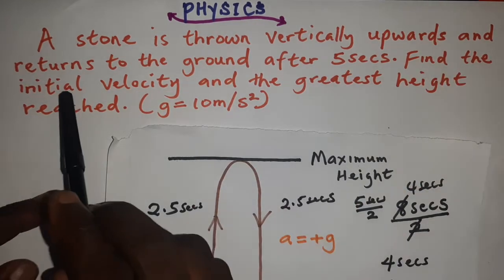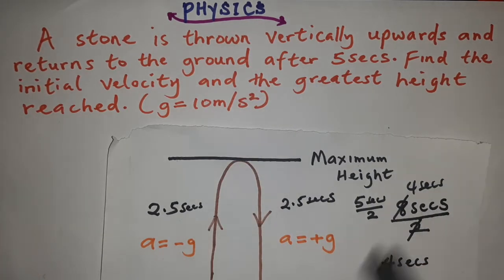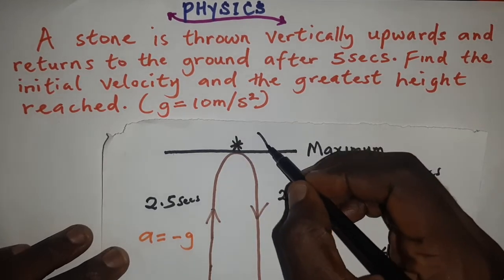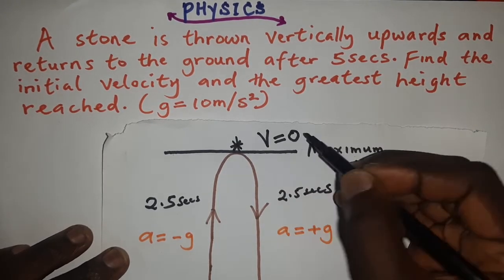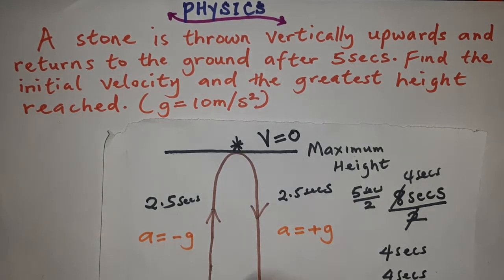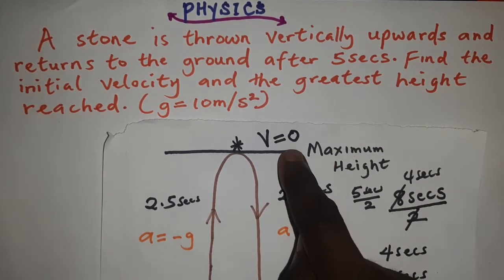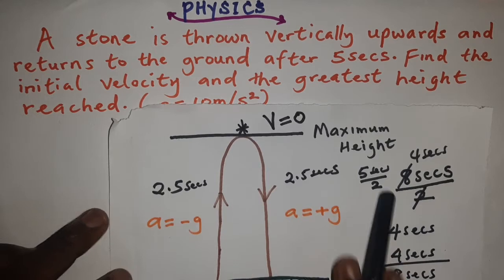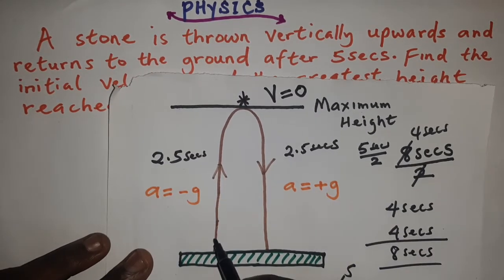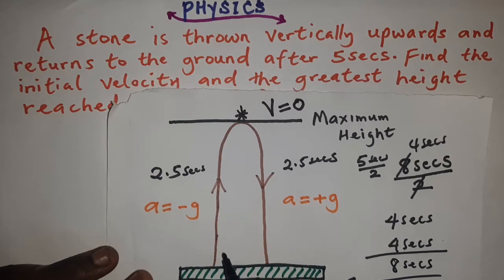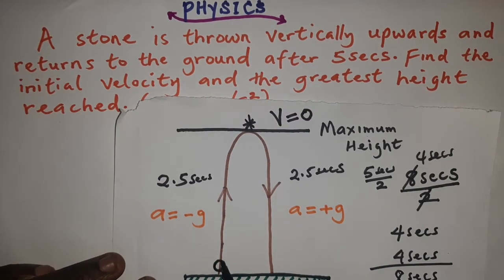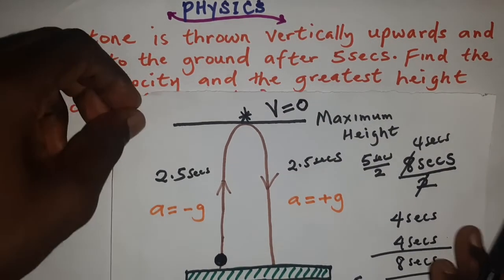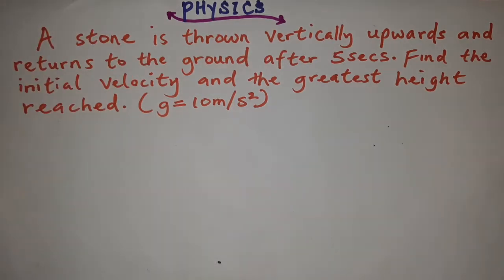So they now said find the initial velocity and the greatest height reached. And don't forget that at the greatest height here, your final velocity v will be 0. Don't forget that. Your final velocity will be 0 at the greatest or maximum height, because it's going to pause a bit, then start another journey while coming down. So they're asking us the initial velocity with which the stone was thrown upwards. So now let's look at the calculation.